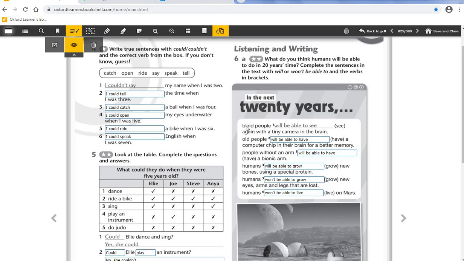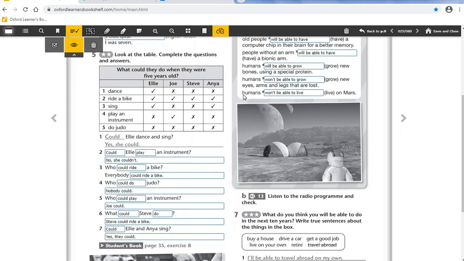In the next 20 years, blind people will be able to see again with a tiny camera in the brain. Old people will be able to have a computer chip in their brain for a better memory. People without an arm will be able to have a bionic arm. Humans will be able to grow new bones using a special protein. Humans won't be able to grow new eyes, arms, and legs that are lost. Humans won't be able to live on Mars.